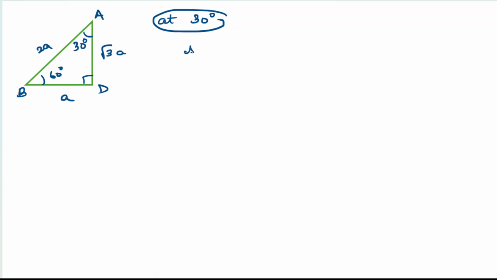What is your sine 30 degree? Sine 30 degree is perpendicular divided by hypotenuse. With respect to angle A, we are calculating because this is 30 degree. So with respect to angle A, BD is your perpendicular. So it is BD divided by AB, so it is a divided by 2a. So it is going to be 1 by 2.